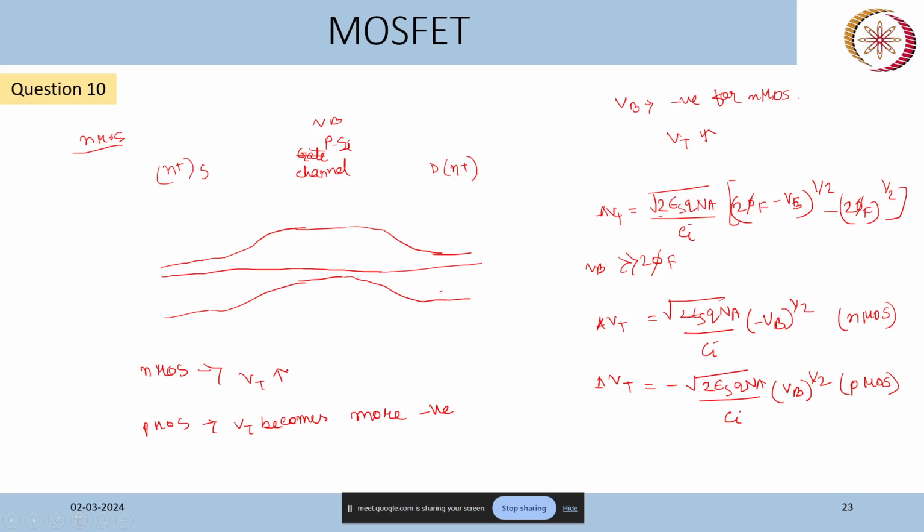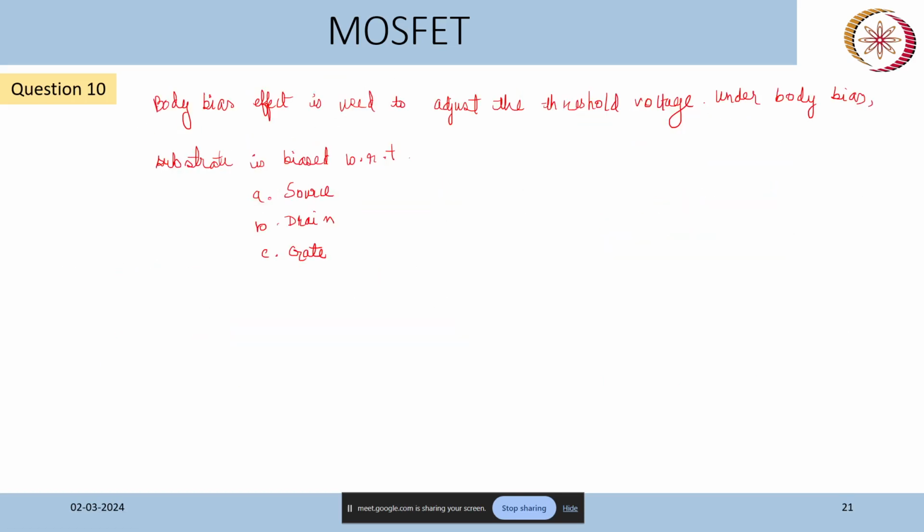Basically all the voltages in a MOSFET are written in terms of the source. The question was simply, under body bias, the substrate is biased with respect to what, but I have given you an overview of the body bias effect. So here the answer is A, which is source.